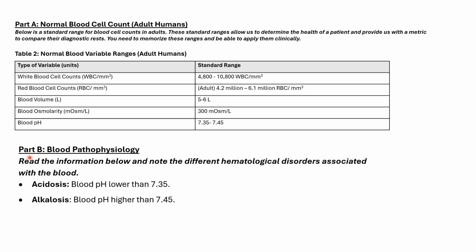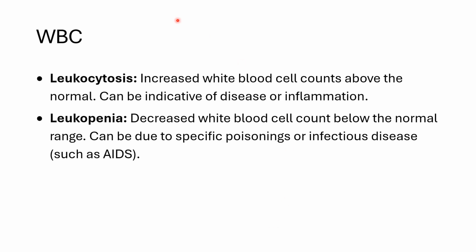And now let's go over part P, blood pathophysiology. They have started with the pH. So the normal pH is between 7.35 and 7.45. If it is below 7.35, we call it acidosis. And if it is more than 7.45, we call it alkalosis. When in this course you go over acidosis and alkalosis, you will learn further about it. So the next pathophysiological terms we want you to know are leukocytosis and leukopenia.